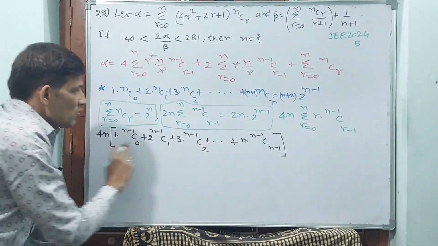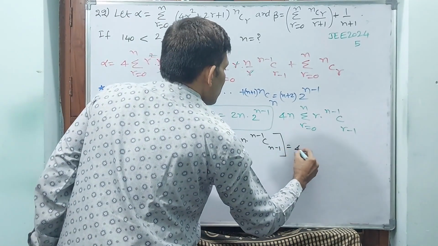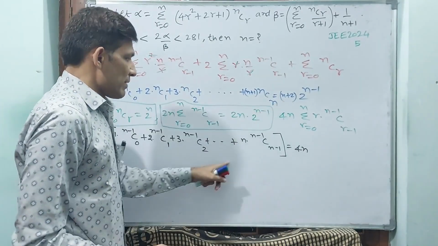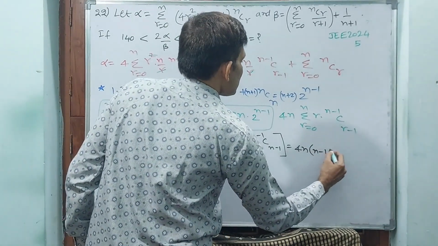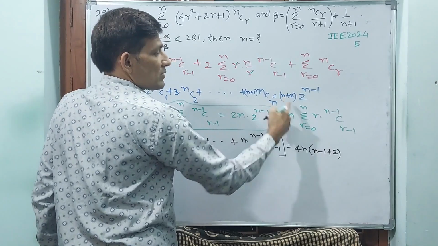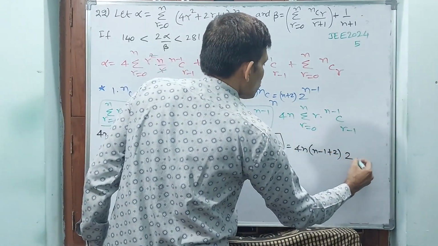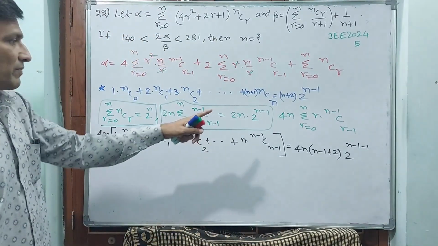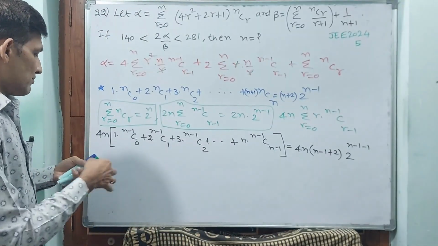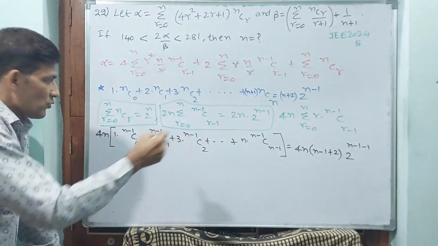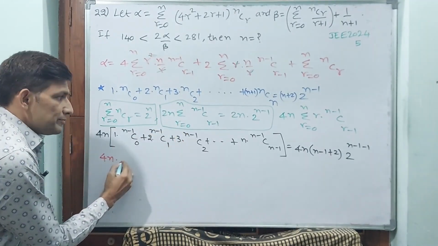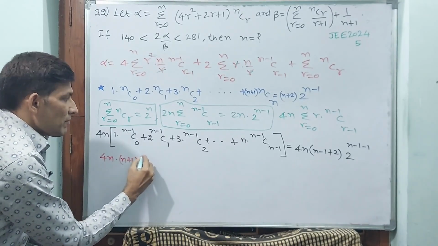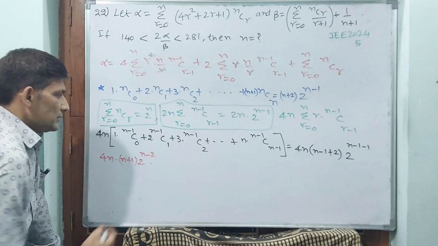Okay. Now, how can I write? Shall I write like this? This one, 4n into this one, I am going to replace n with n minus 1. That means see, n minus 1 plus 2. In place of n minus 1 plus 2. Also 2 power n minus 1 minus 1. In place of n, I have written like that. That means finally what will come this one? That is going to come like this, you see. 4n into n plus 1, 2 power n minus 2. Is it okay?